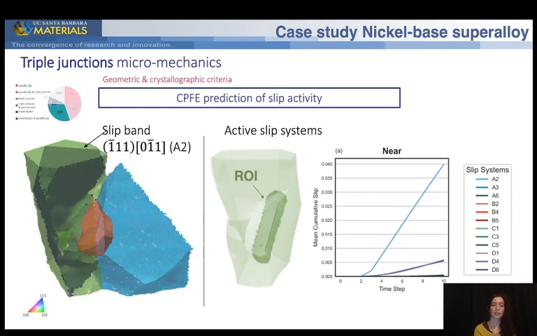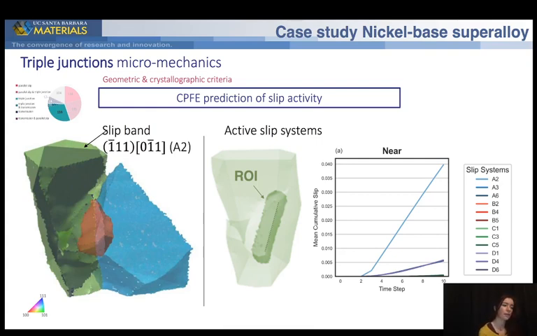We have experimentally observed around a different triple junction a slip band directly emerging from the triple junction, and we could actually precisely identify the active slip system within that slip band, which is this one plane and that one direction. That system is also called A2. And we go through the very same procedure and look at the plasticity within a small region of our grain where the slip band was observed.